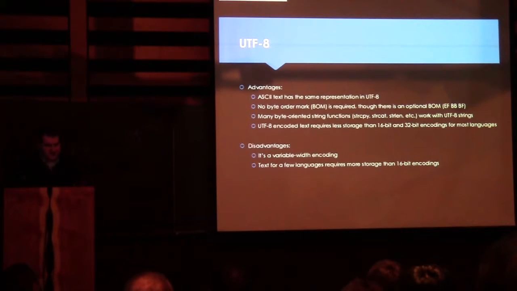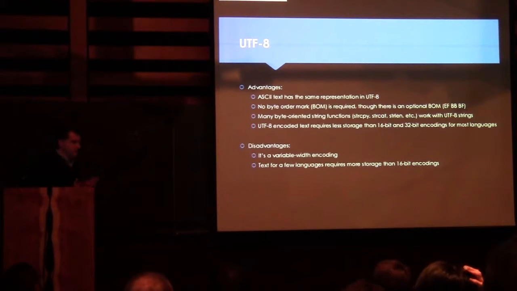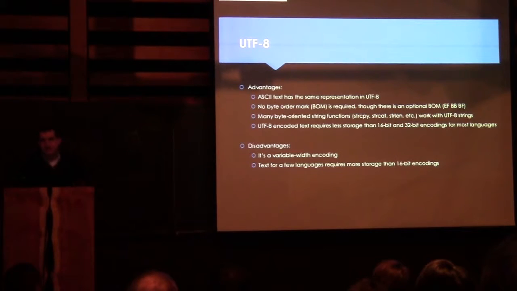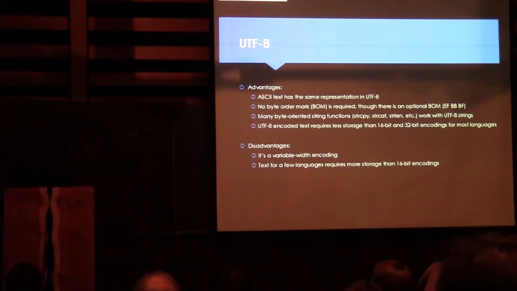So there's a number of advantages with UTF-8. ASCII text has the same representation in UTF-8. There's no byte order mark because, again, the code unit is a single byte, so there's one canonical ordering of text units. Yes, Sean? I just wanted to add one more advantage, which is that because of the way the encoding is designed, if you sort UTF-8 strings lexicographically, it sorts the same way as UTF-32.